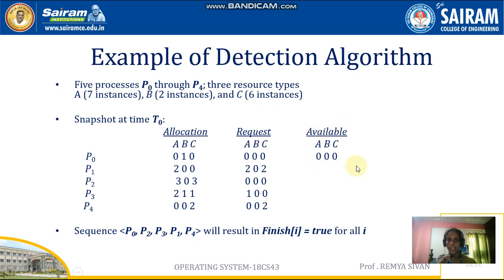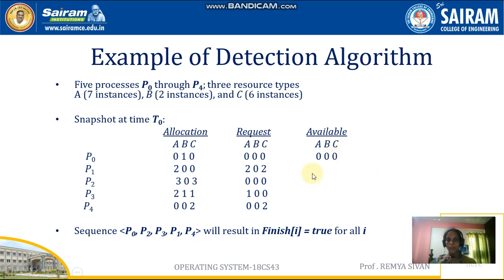And currently available resources: see, a total of 7 A's are there. Out of 7, 2 plus 3 plus 2, 7 are allotted. So currently available A's are 0. Then 2 B's are there. Out of 2 B's, 2 B's are allotted. So currently available B's are 0. A total of 6 C's are there. Out of 6, 3 plus 1 plus 2, 6 C's are allotted. So currently available C's are 0.